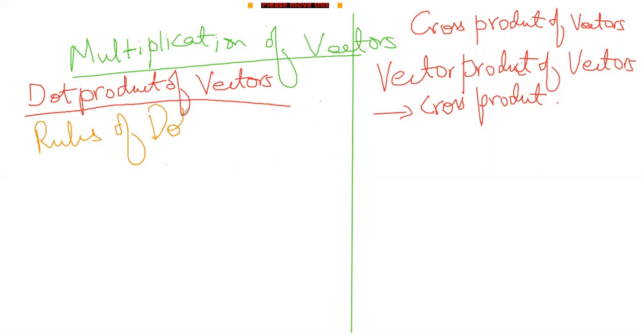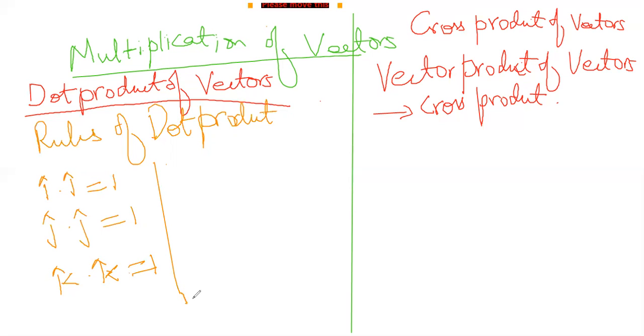Rules of dot product. What are the rules of dot product? i cap dot with i cap alone gives you 1. Why? That answer also I will tell you. j cap dot with j cap alone gives you 1. And k cap dot with k cap only gives you 1. The reason, since cos 0 is equal to 1, because cos 0 is 1, right? That is the reason these happen to be like that.